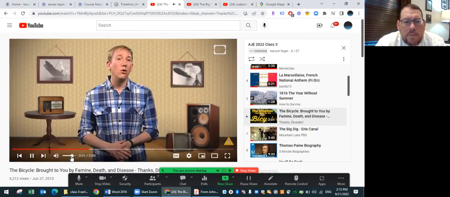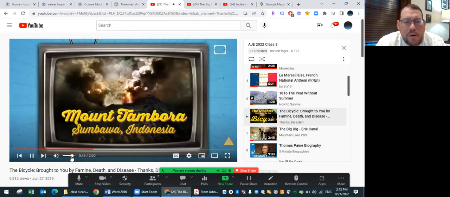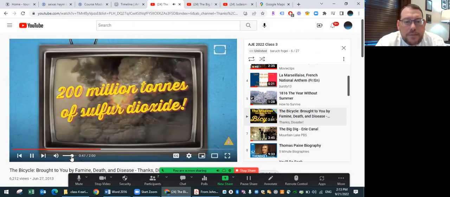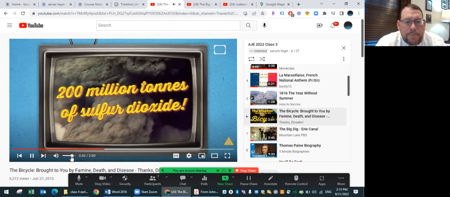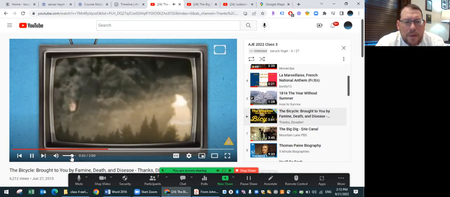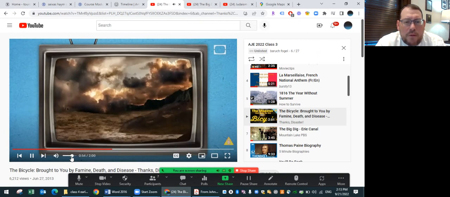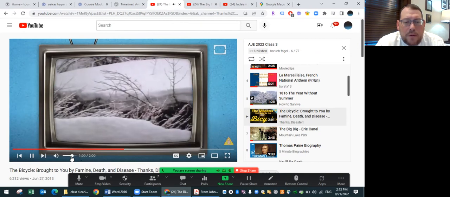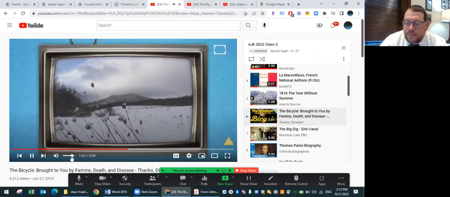Secondly, it was caused by an enormous volcanic eruption. The year before, Mount Tambora in Indonesia blew its top and sent 200 million tons of sulfur dioxide gas into the stratosphere. The enormous cloud caused light from the sun to bounce back and mess with temperatures worldwide, especially in the northeastern United States, Canada, and Europe.